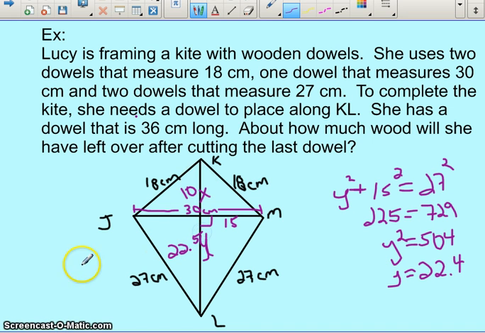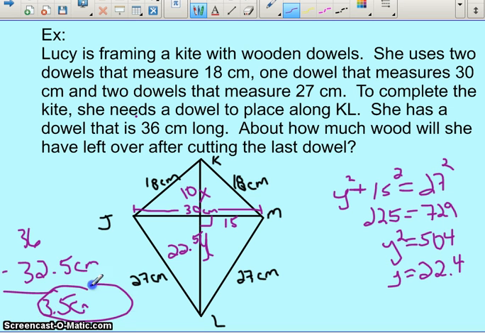Just going to round that up. So the full length of this diagonal is going to be around 32.5 centimeters. So if we had a 36 rule, then once we subtract the 32, that's going to leave us with 3.5 left over for the part of the drill that would be left. So we'd have to cut off about 3.5 then for our kite.